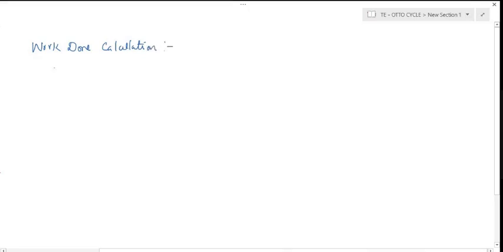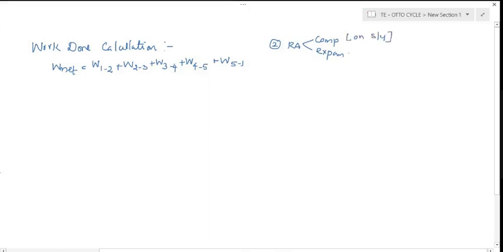Of dual cycle. So the net work done is nothing but summation of work that takes place between process 1 and 2, process between 2 and 3, process between 3 and 4, process 4 and 5, and process 5 and 1. So actually here we have two reversible adiabatic processes. One is a compression, another one is an expansion, right? The compression process is work done on the system, and expansion is work done by the system. So the sign used here is negative and positive respectively, right?